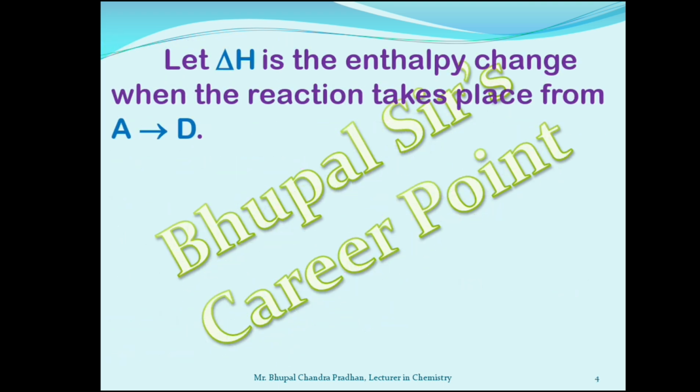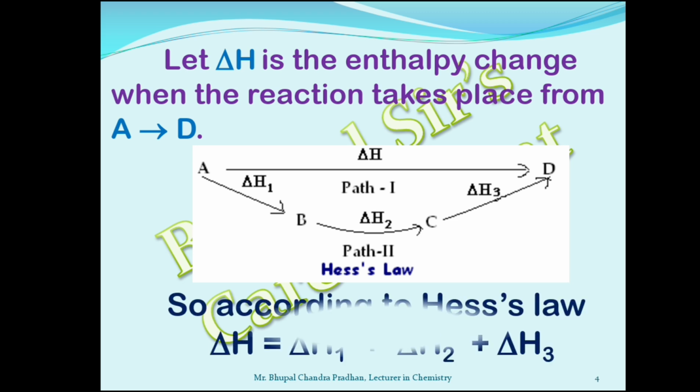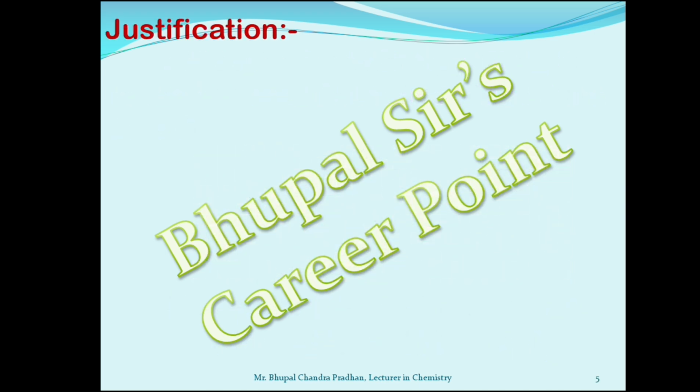According to Hess's law, what happens? In path 1, A goes directly to D with enthalpy change delta H. In path 2, A is converted to D in three steps with enthalpy changes delta H1, delta H2 and delta H3. So according to Hess's law, delta H is equal to delta H1 plus delta H2 plus delta H3. Now let us see the justification of Hess's law.